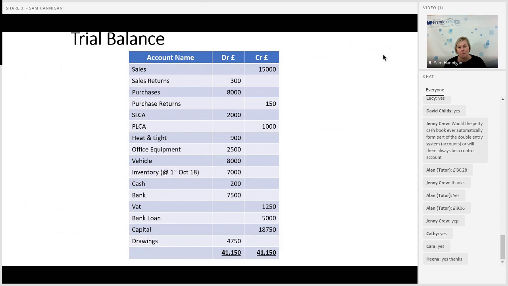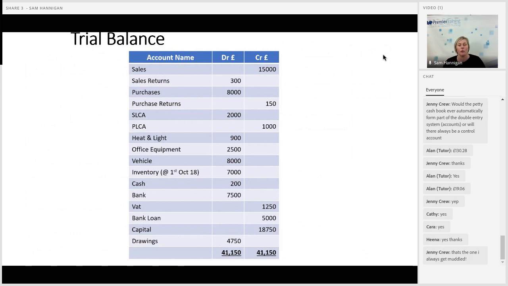Bank loan and capital are liabilities. We owe that money out. So we owe money back to the bank and we owe money back to the owner. And drawings is a debit. So if you forget about your drawings and capital, use DEAD CLIC. D, debit, drawings. C, credit, capital. So don't get confused by it. That's the one I always use.